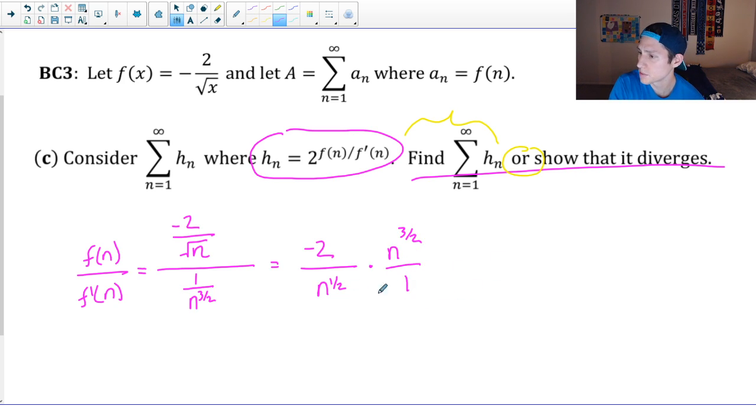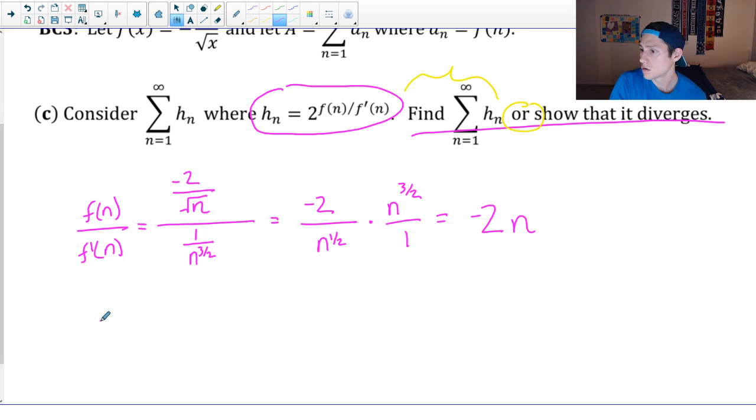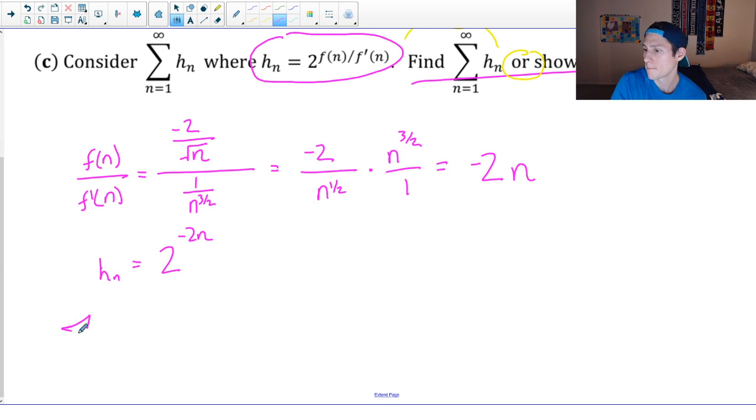Okay, multiplied by the reciprocal. I rewrote square root of n as n to the 1/2. So this would be negative 2, 3 halves minus 1/2 would just be n. Right? So h of n just equals 2 to the power of negative 2n. So my series is 1 to infinity of h of n, which is 2 to the negative 2n.